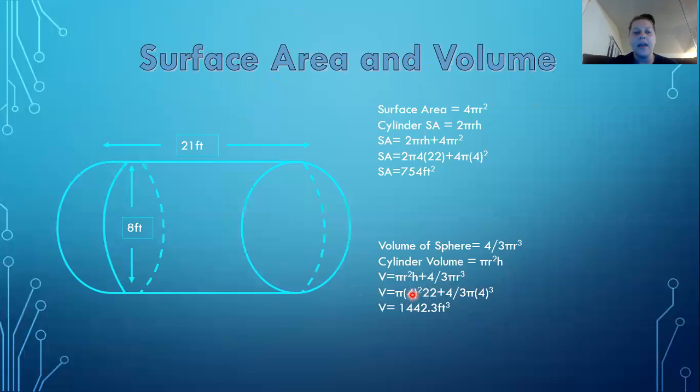And we're going to plug in again, 4 is our radius, 22 is our height, and 4/3 pi. Again, our radius is 4. And when we plug it all in and do our math, we got 1,442.3 feet cubed. And again, it's cubed because it is the volume. Here it is squared because it's just the area, pretty much any outside surface.